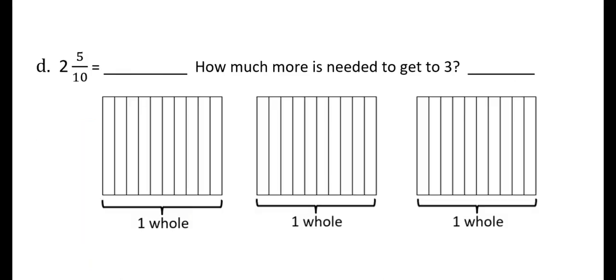Here I have 2 and 5/10 written as a fraction. I'm going to start by writing it as a decimal. So I have 2 wholes and 5/10. And now I'm going to shade in my model to show 2 and 5/10. And you can see I have 1 whole shaded and another whole shaded to represent the 2 wholes. And then I shaded 5 out of the 10 pieces to show 5/10.